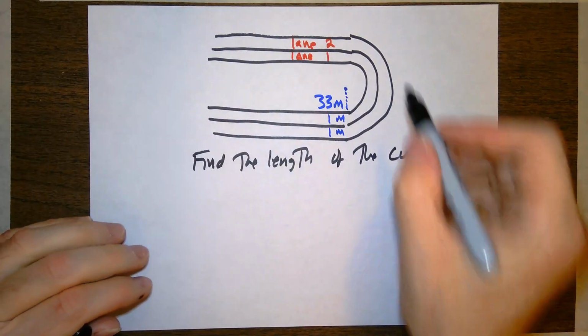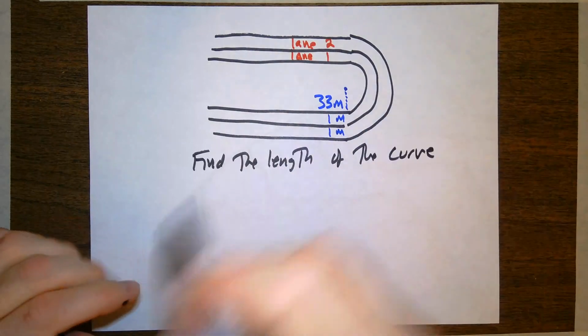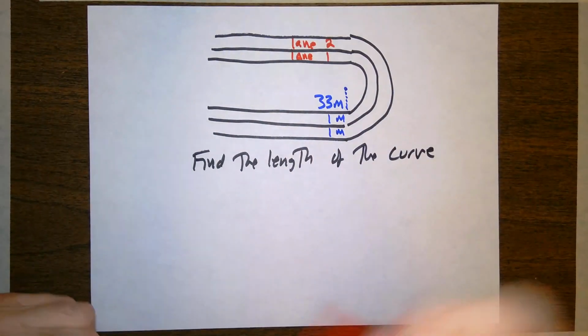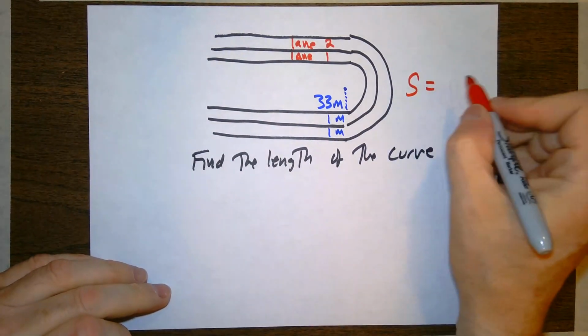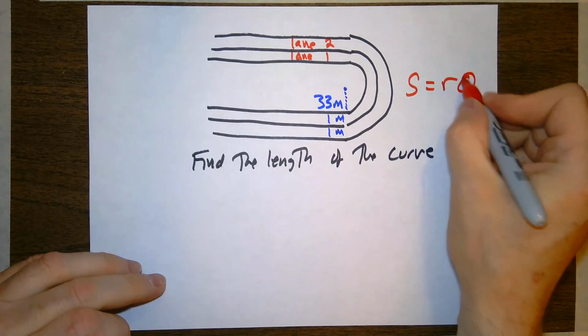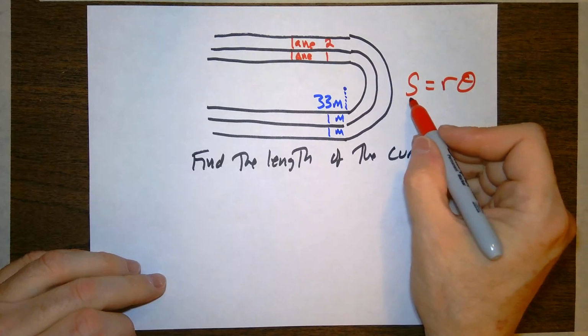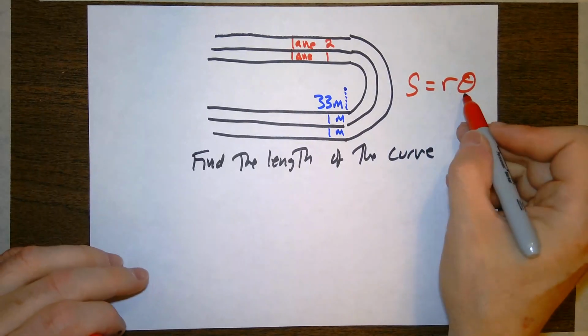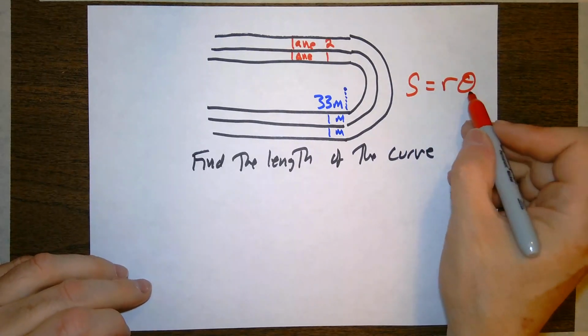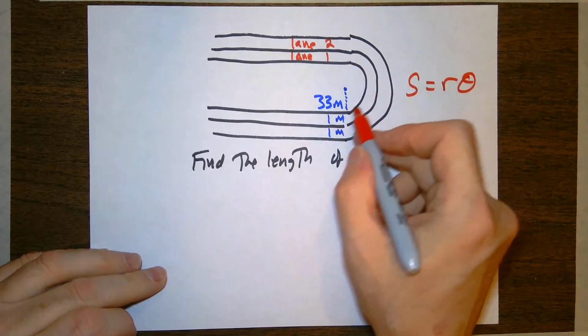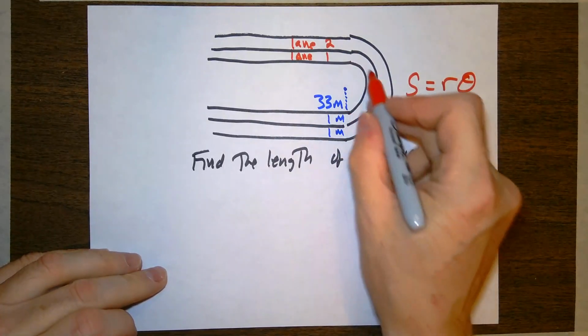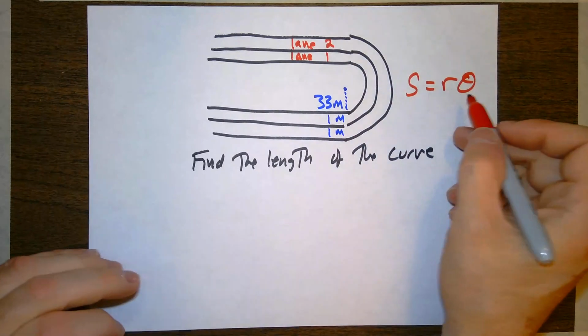Now I know the length of the curve, that's just arc length. And we have a special formula for that. Arc length, S, is equal to the radius times theta, as long as that's in radians. So the arc length is the radius times the angle in radians. Here's the angle. What would that angle be in radians? 180 degrees, it would be pi.